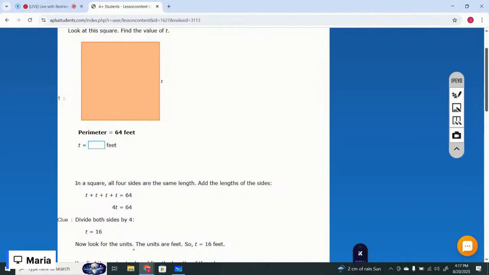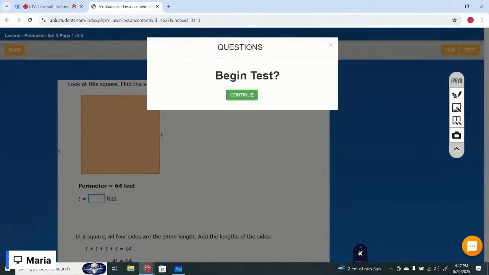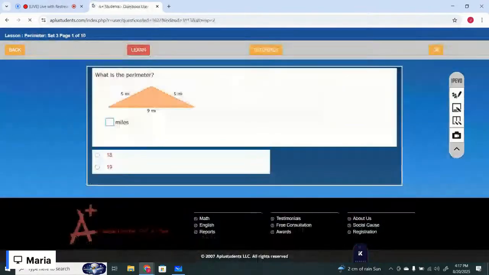Let's just start with the test questions. What is the perimeter? The perimeter means you need to add all the side lengths. So let's just add them together. That is 9 plus 5 is 14, and 14 plus 5 is 19. So option number 2 is the correct option.